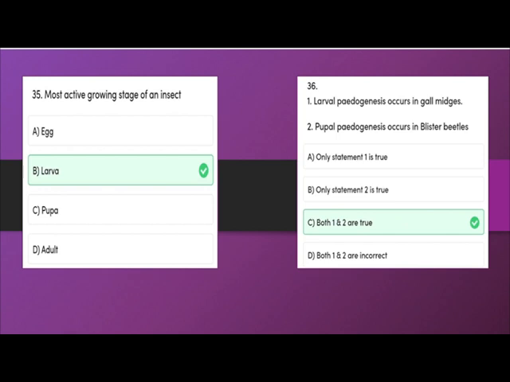Now come to the 35th question. The most active growing stage in the insect, and the answer is larva. Now come to the 36th question. Statement type. Statement 1: larval pedogenesis occurs in gall midge. And statement 2: pupal pedogenesis occurs in blister beetle. And the answer is both statement 1 and 2 are true.